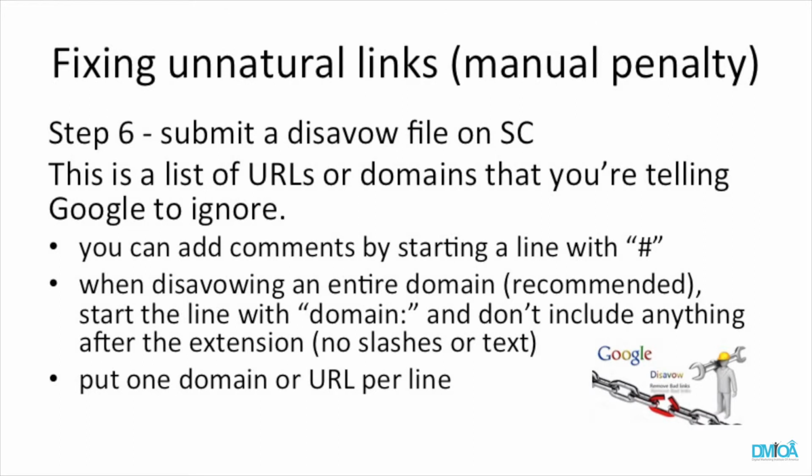The second option, like we were talking about, is to submit a disavow file. This is what it is. It's pretty simple. You tell Google that this is the list of URLs or domains that it should ignore. You can add comments by starting with a hashtag, and when disavowing an entire domain, start the line with domain: and don't include anything else after the extension. Put one domain or URL per line.